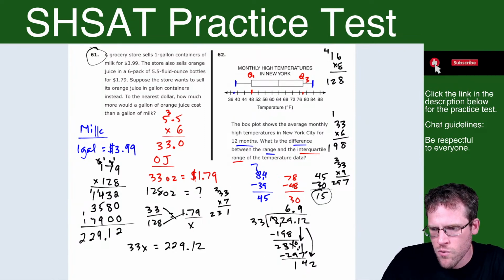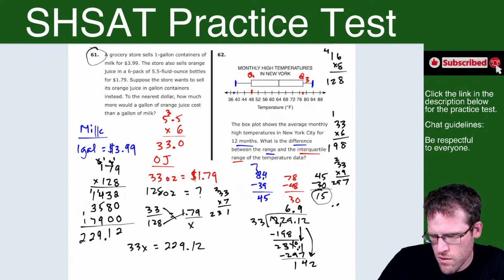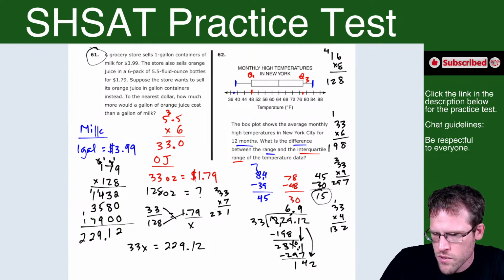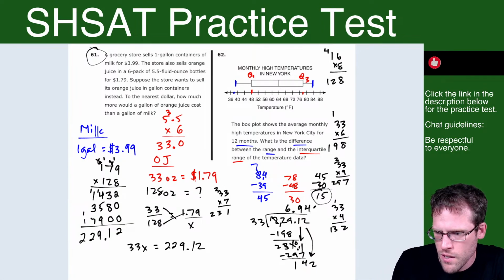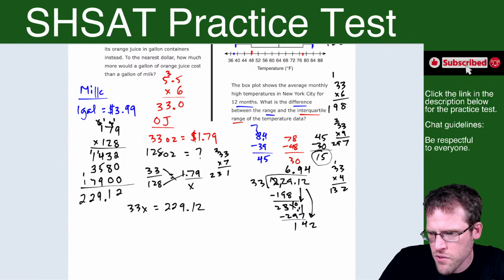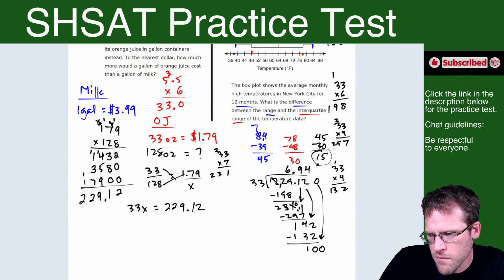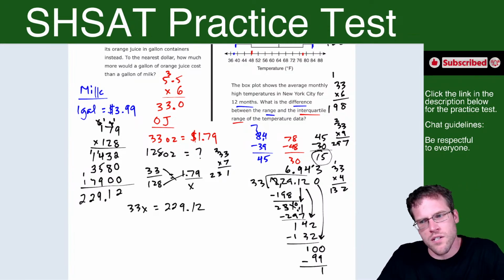And then 33 goes into 142. Is it 4 times? Let's see. 12, carry the 1, 12. Oh, okay. So it's going to go in 4 times. And 4 times 33 is 132. So this is going to give us a 10. I could put another 0 here and bring this down. And now how many times does it go into 100? 3 times. So that would be 99. Remainder 1. Okay, so we'll say 6.9.